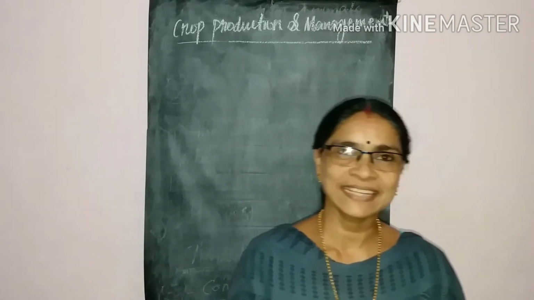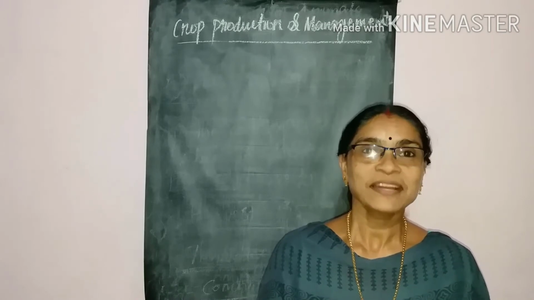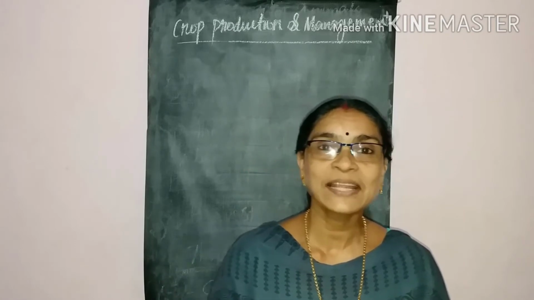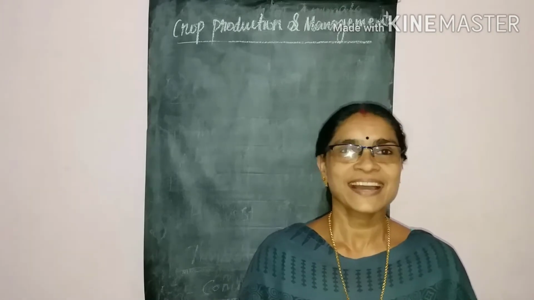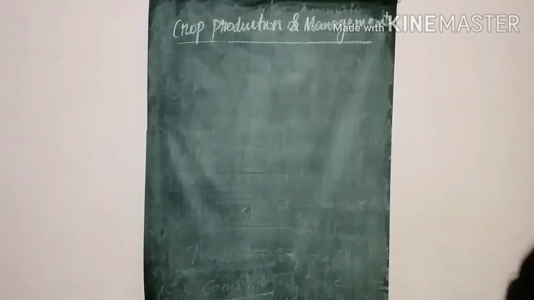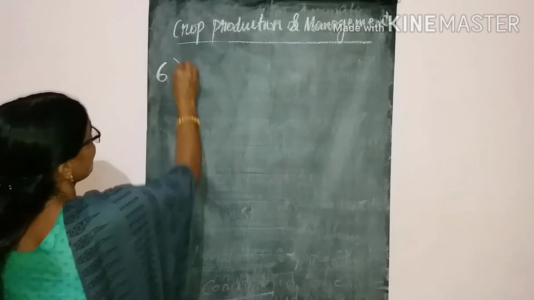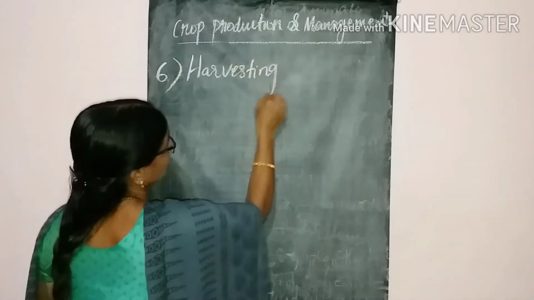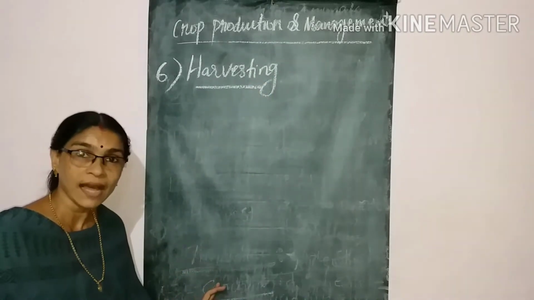What do you mean by harvesting? After the maturation of crops, we have to collect the produce. So harvesting means the cutting and gathering of mature crops. Students, today let us start harvesting. That is the 6th step in agricultural practice. The 6th step is harvesting. How can we define it as harvesting?